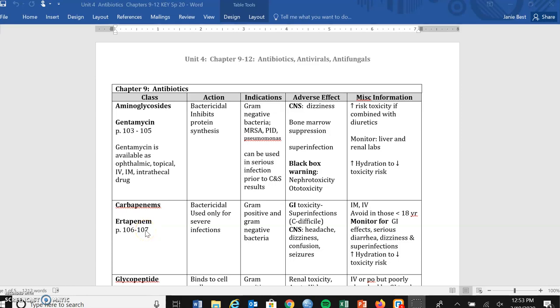This short presentation accompanies the key to the antibiotic charts. In the aminoglycoside class, gentamicin is our drug that we're discussing today.